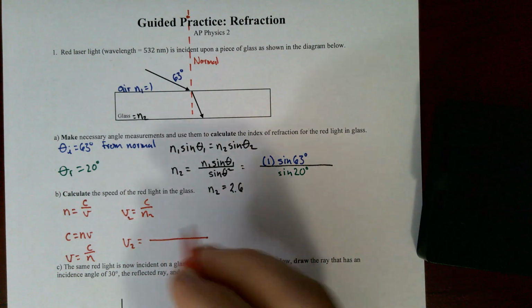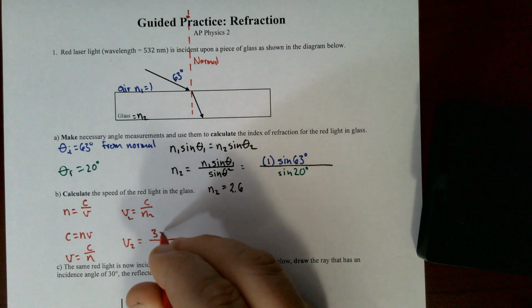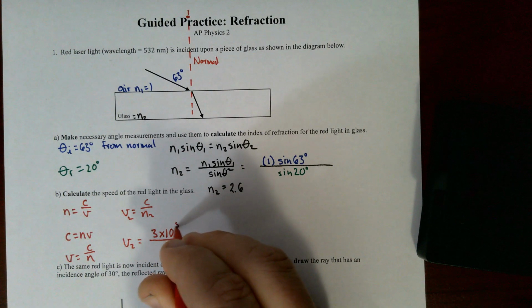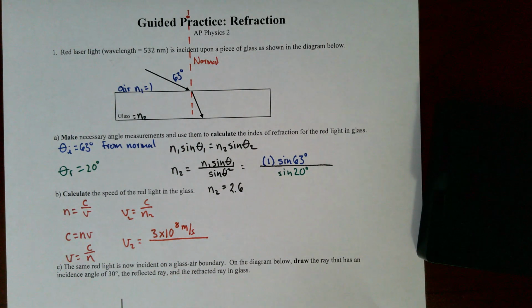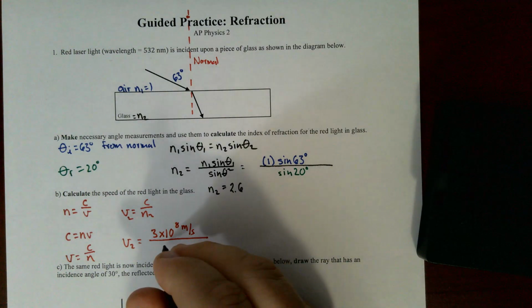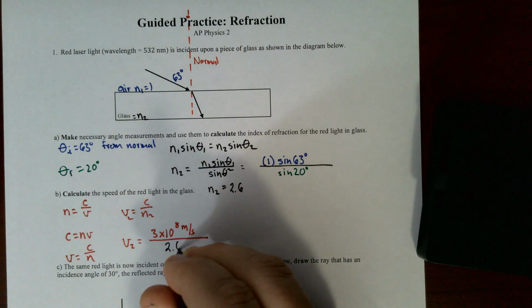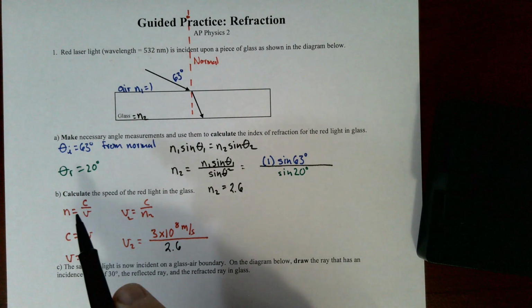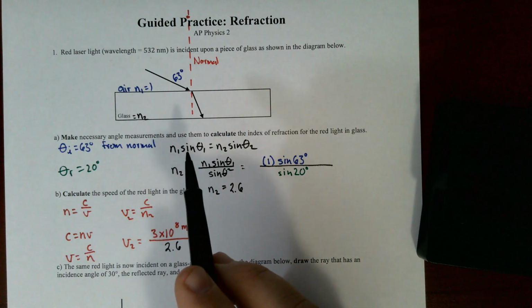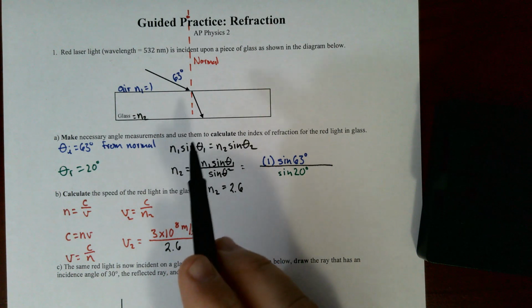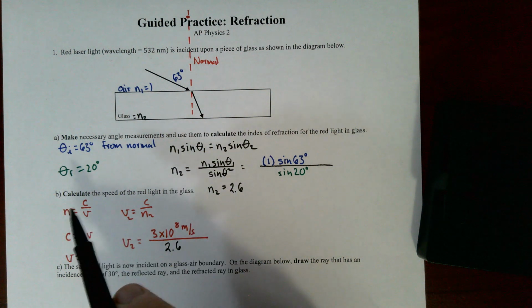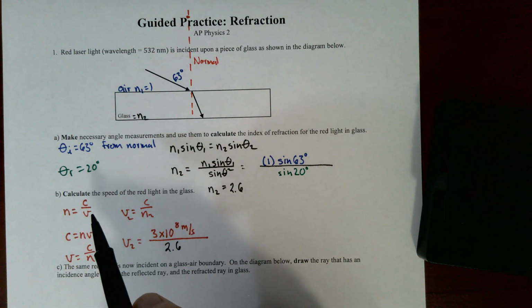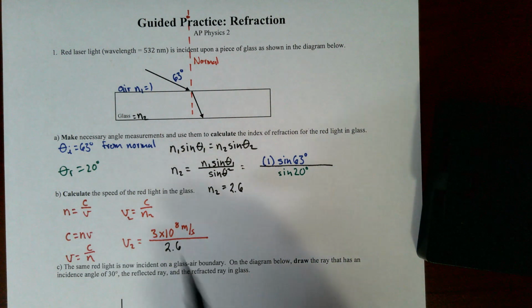The speed of light in a vacuum is 3 times 10 to the 8th meters per second. And then the index of refraction is 2.6. Notice that no matter where you use N, it has no units. Sine theta is a ratio, and over here we have a ratio, meters per second over meters per second. So N doesn't have a unit. It's a ratio.